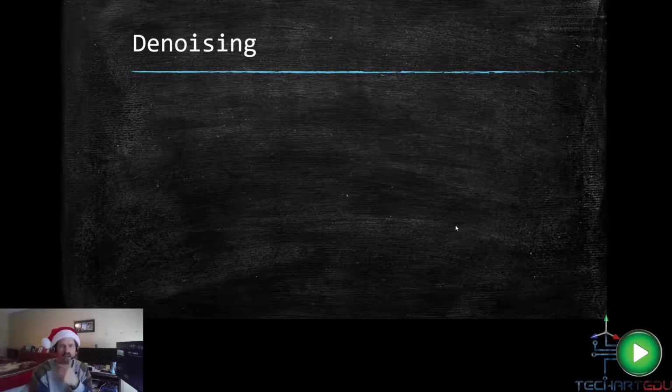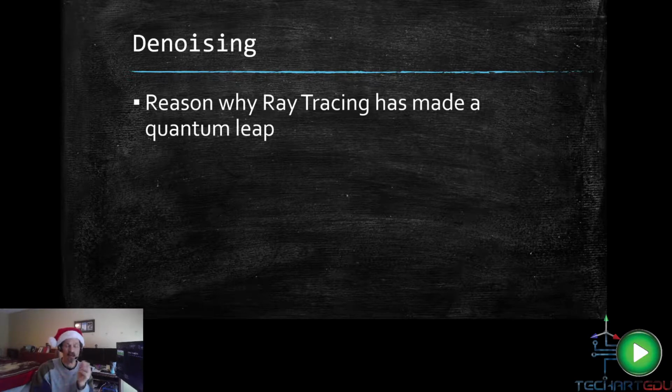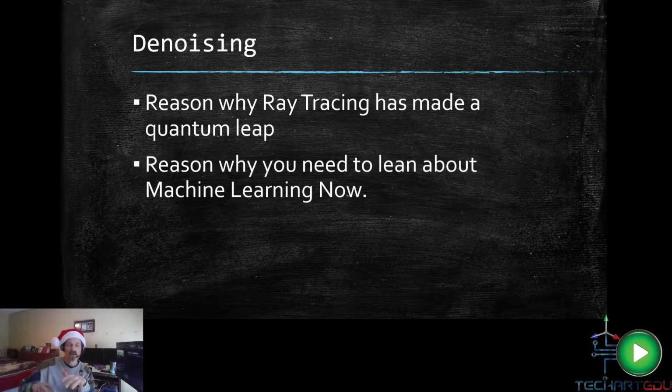So denoising is the whole reason why ray tracing has suddenly become real time. And it's the reason why ray tracing has been making quantum leaps just in the last few years. And this is the reason why we have real time ray tracing. And so in my humble opinion, this is the reason why you folks as tech artists need to start learning about machine learning and neural networks right now. I'm doing it myself every day. I do just a little bit every time, and I'm learning piece by piece. And maybe I'll actually give a quick lecture on the basics of neural networks in the future. That might be a super topic.